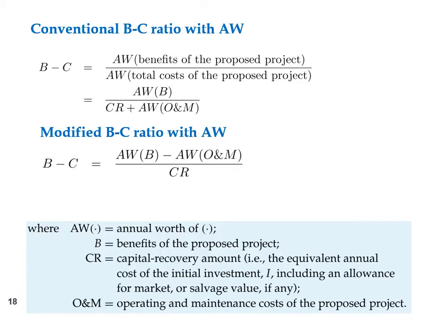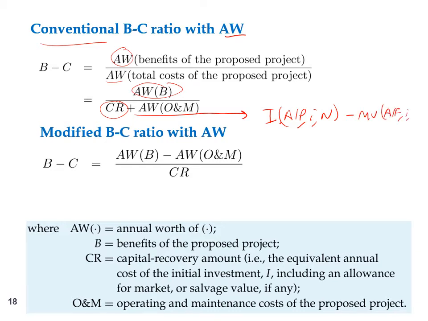If we use this with annual worth, again the idea is the same. Annual worth of the benefits divided by annual worth of the costs. In the conventional one, we have annual worth of benefits divided by, look, this is CR now, capital recovery. What is capital recovery? Remember, we find the annual worth of this present initial investment by multiplying this factor, A given P, I, and N, and subtracting from here the market value, A given F, I, and N. Okay, so this is the capital recovery.